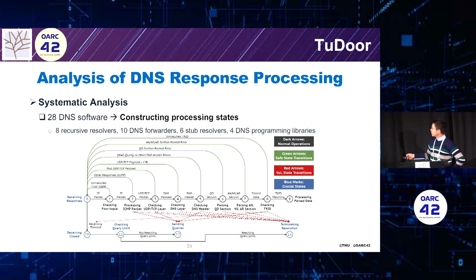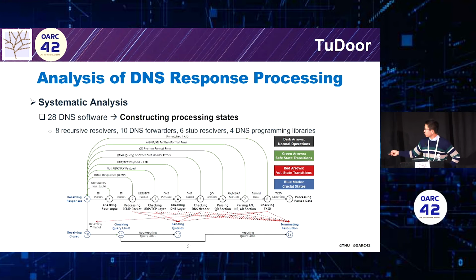The green lines are safe state transitions, which means at some stage, if the resolution process fails or times out for some reason, it goes back to the initial state, ready for the next query. So it is normal. But the red dotted lines are malicious. They are vulnerable state transitions, which means if you do this, it may lead to something you don't want to happen.